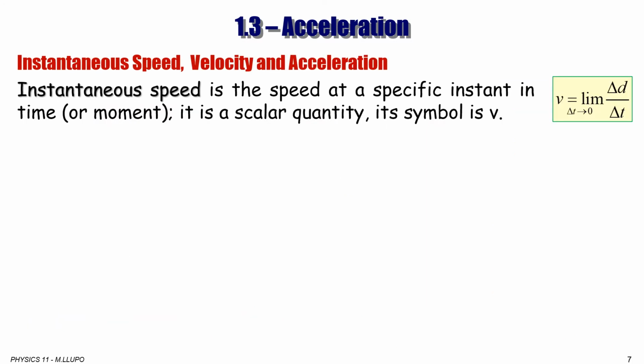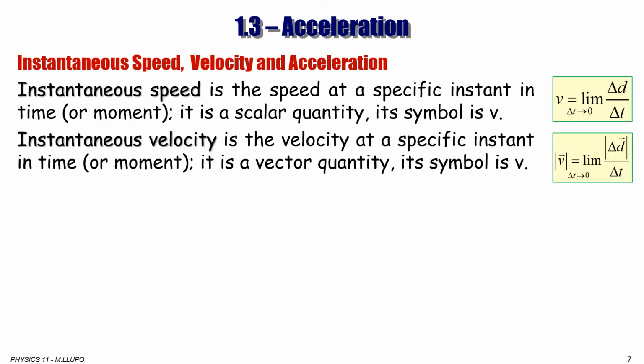If you have noticed the speedometer in your car, it shows the speed at every moment. So instantaneous speed is the speed at a specific instant in time, or at that moment. It is a scalar quantity, like speed, and the symbol is just a simple v. So you can calculate it using limits. Instantaneous speed is a limit where the time goes to 0, so a very, very small interval of time, of delta d over delta t, which is distance over time.